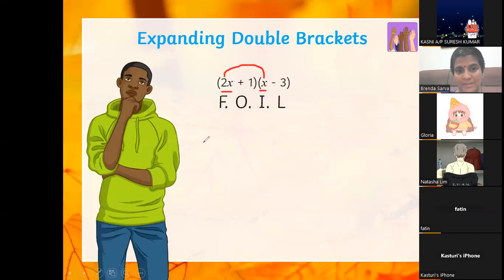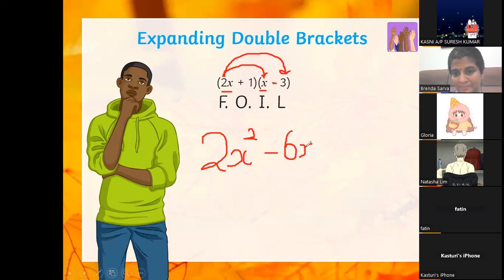2x times with x, so I'm going to get 2x squared. Got it? Now I'm going to take my first term and multiply with my outer. Actually, it's the -3. So the symbol is already there, showing it's a negative. It's just like 2x times 3. You're going to get 6x.